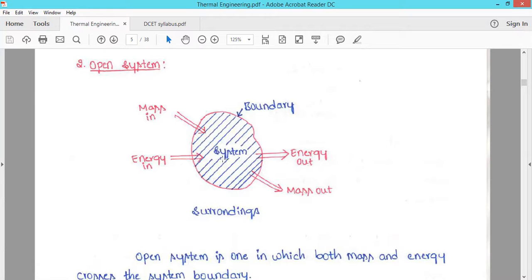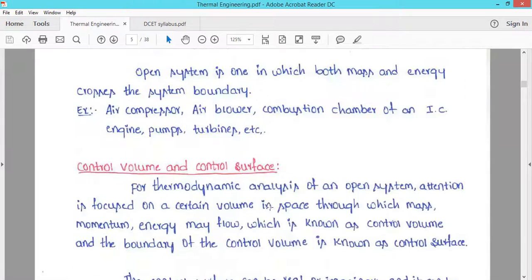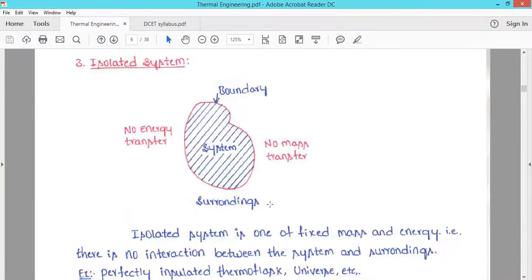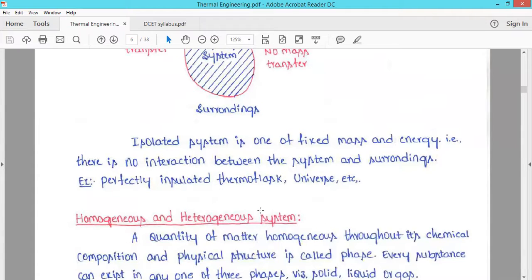That is, if both mass interaction and energy interaction take place between the system and surroundings, then we are going to call that system an open system. Next one, isolated system. This isolated system is isolated from its surroundings, means there is no mass interaction, no energy interaction between the system and surroundings. It is a fixed mass and energy, right? For example, a perfectly insulated thermoflask, universe.